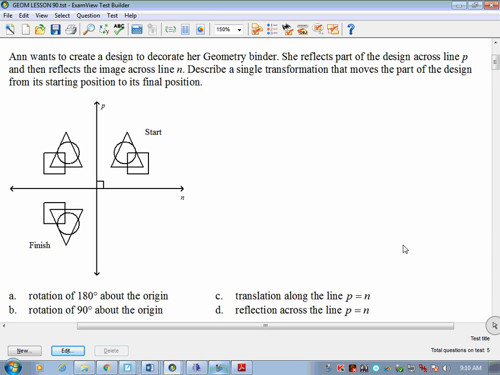All right, let's look at this first one. Anne wants to create a design to decorate her geometry binder. She reflects part of the design across line P, then reflects the image across line N. Describe a single transformation that moves the part of the design from its starting position to its final position.